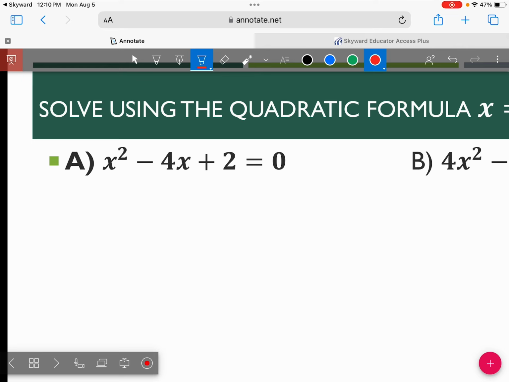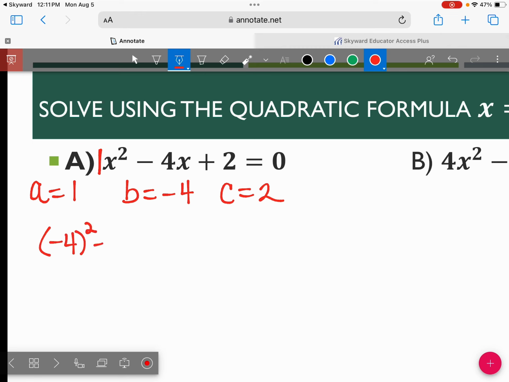A is the number in front of x squared. So A is 1. B is -4. C is 2. I always like to start with a discriminant, just like we just did. I think that's the easiest to do. So in your calculator, B squared - 4AC. Let's figure out what that is.